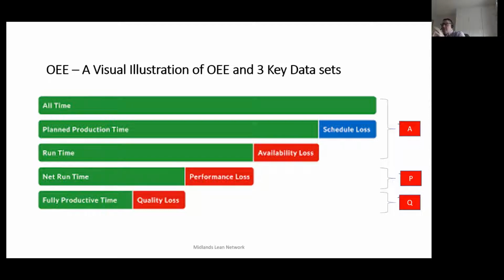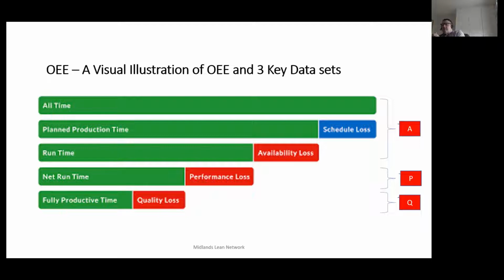I'll take you through the calculations for each of these in just a second. The net runtime then and performance loss. Although your machine did run for X amount of hours, during that time, you're going to have performance loss. The machine may have been running slower than you expected. The machine may not be performing to its spec as per the manufacturer. Maybe we turn down the speed of the line. So we need to measure that as well to see if the machine is operating as fast as it should.